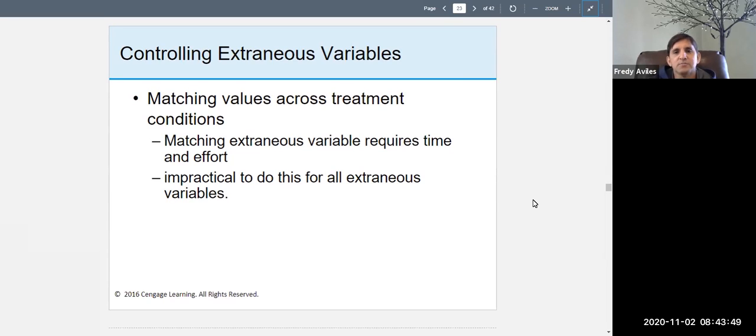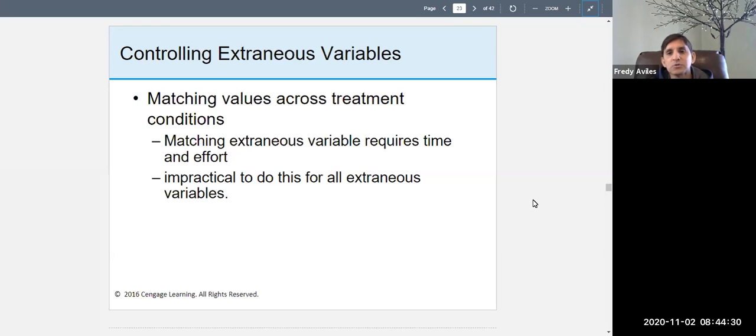So here's more information about this. Matching values across treatment conditions requires time and effort. If you're going to match IQ, you have to measure IQ. If you're going to match sex, males and females, then you have to measure that. You can usually tell if they're male or female, but not always, so you have to ask them; they have to report that somewhere. And you have to match them. You have to ask them about ethnicity. You can't always tell who belongs to what ethnic group. For a lot of people you can, but not for everybody. So you have to measure all these things ahead of time.